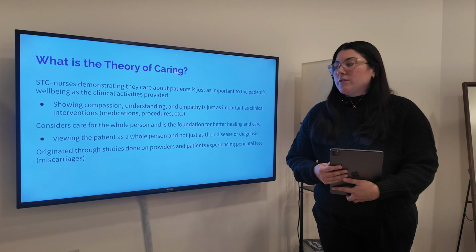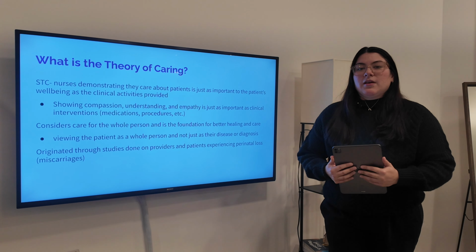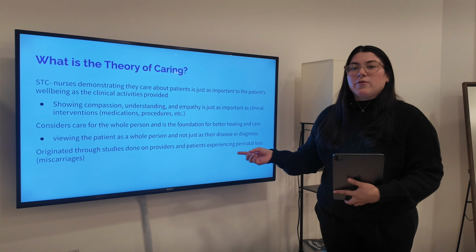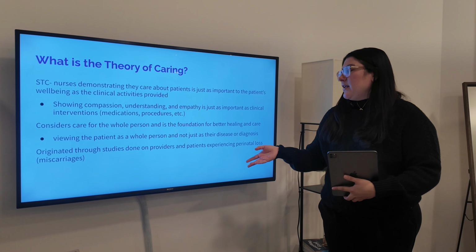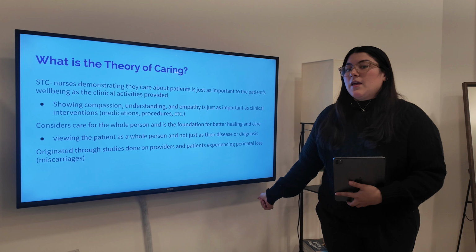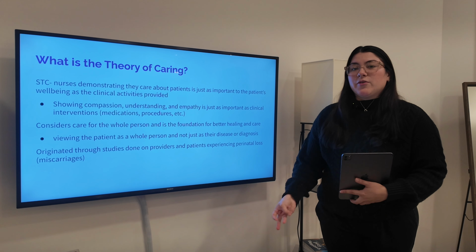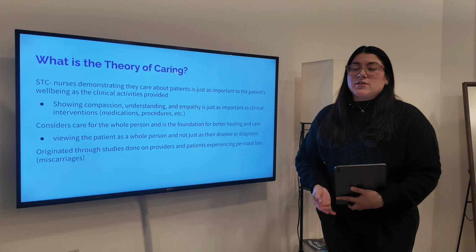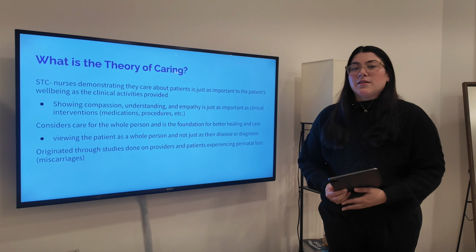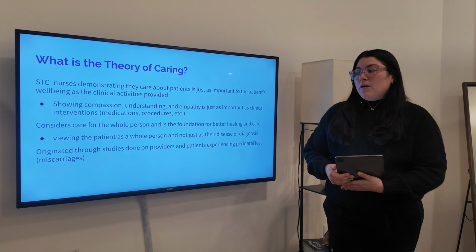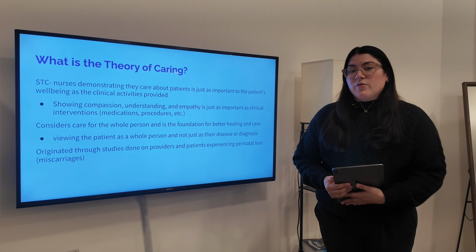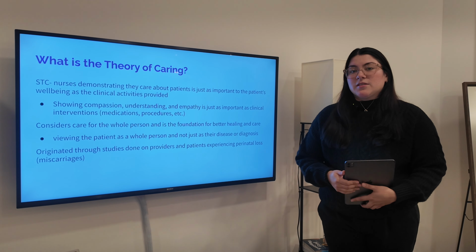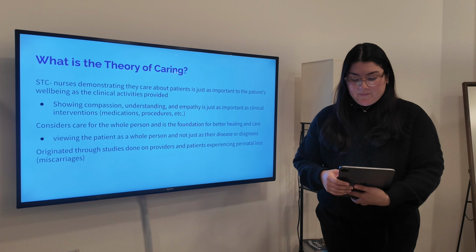doing certain procedures. It is important because it considers care for the whole person, and it is the foundation for healing and care. So you view the patient as a whole person and not just as their disease or diagnosis. This theory originated through studies that were done on providers and their patients who were going through miscarriages.